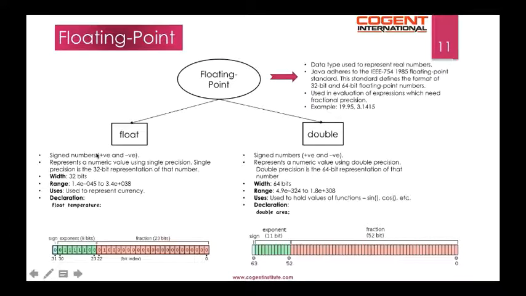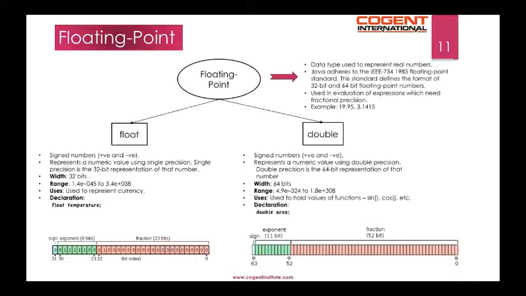So characteristics of float: float can be used to represent signed numbers, both positive and negative. It represents a numeric value using single precision. Single precision is a 32-bit representation of that number. So the width would be 32 bits, which results in this range, and is used to represent currency in most of the cases. Declaration is as below: float space identifier, in this case temperature.